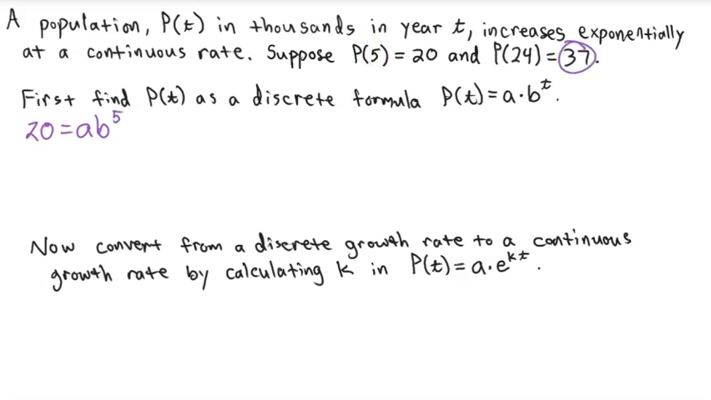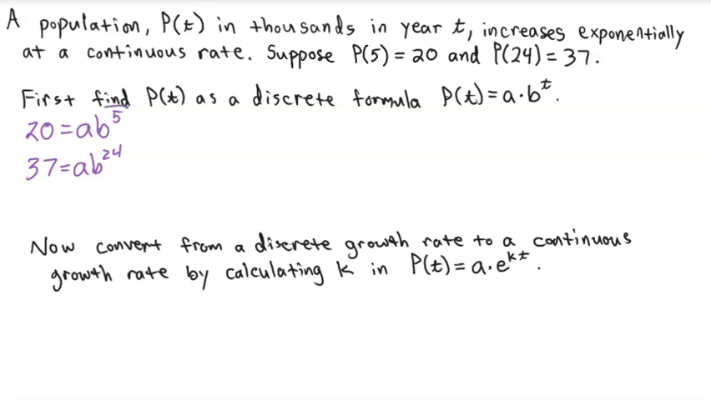Now we're going to do 37 is the ending value, which is equal to A times B to the power of time 24. I hope this looks familiar to you. We've done this before, okay? So the first thing we're going to do is take the earlier one, the one with the smaller t, and solve for A.